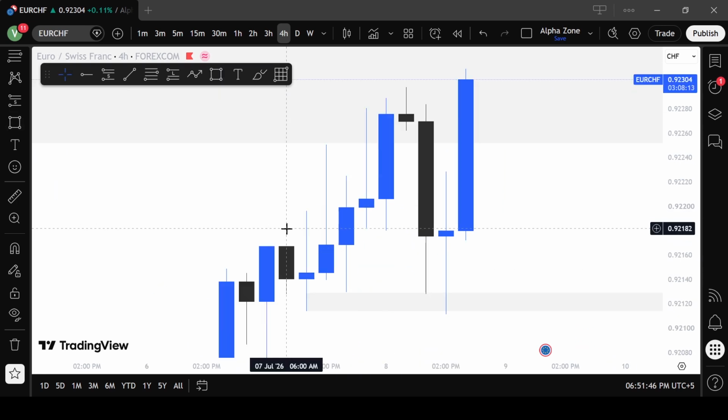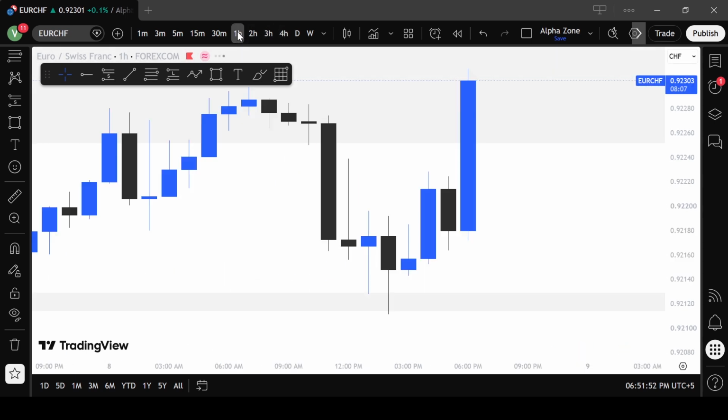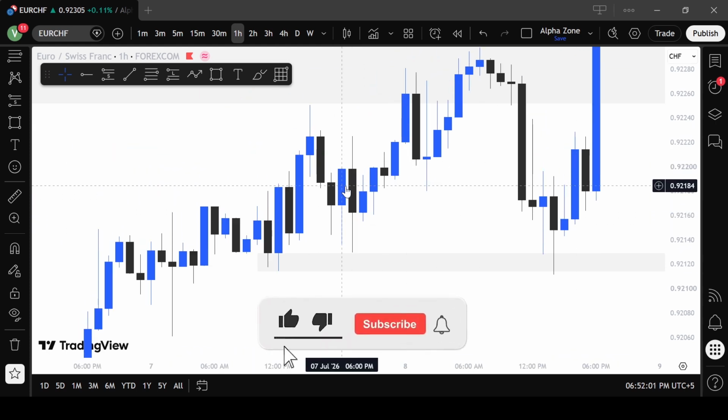After marking my 4-hour bias, I moved down to lower time frames like 3-hour, 2-hour and 1-hour to check if there is any valid order block or strong area where the market pullback was happening. But I did not find any valid order block on these time frames, so I moved further down to the 15-minute.